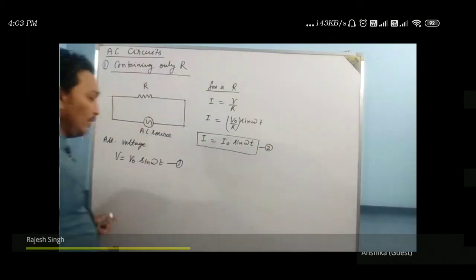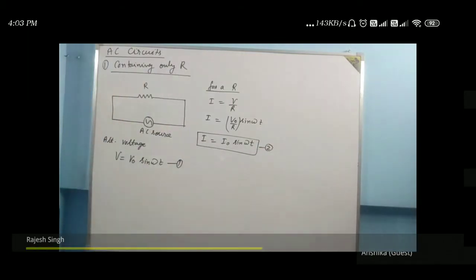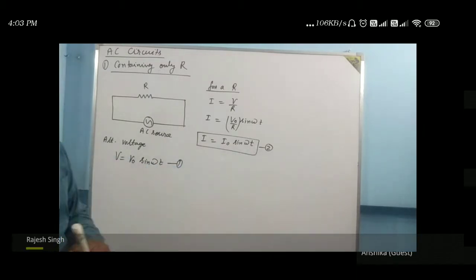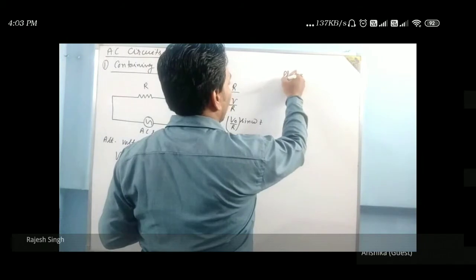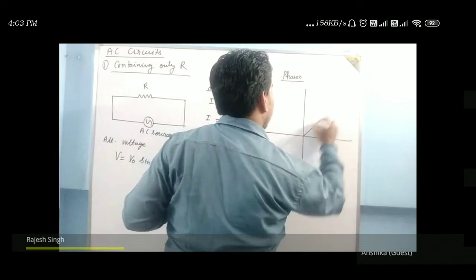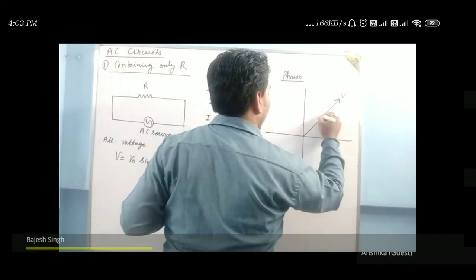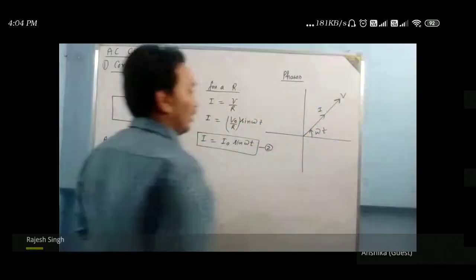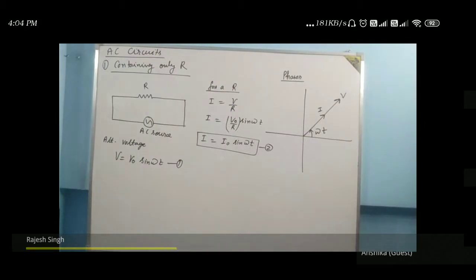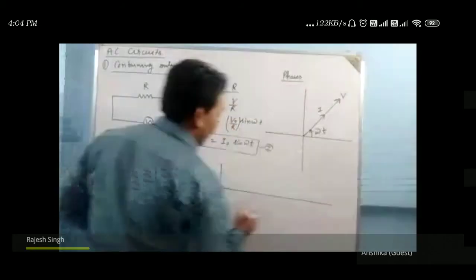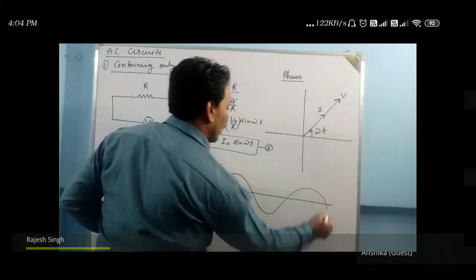As you can see from equation number 1 and equation number 2, the phase of voltage and the phase of current are the same. They both have phase omega t. So how will the phasor diagram be drawn? On a single arrow, we represent V as well as I, and this angle is omega t.